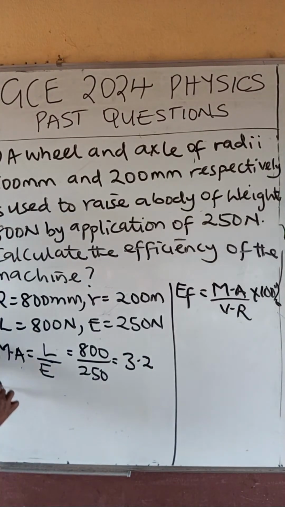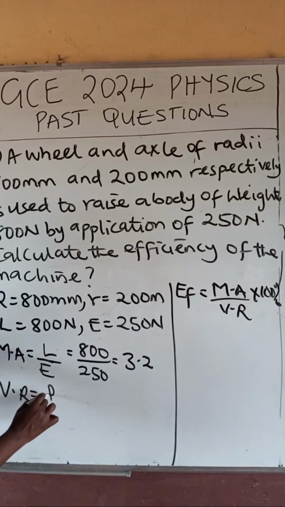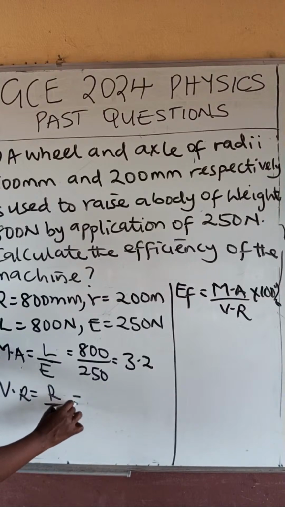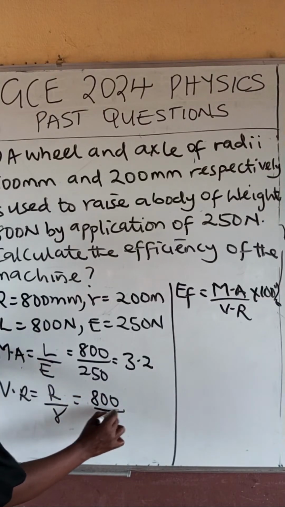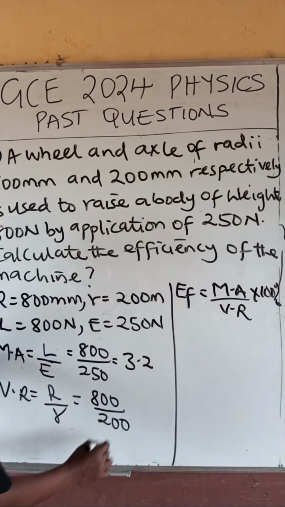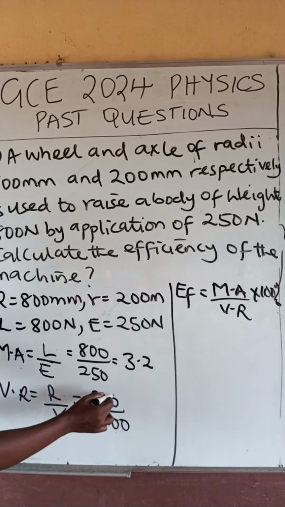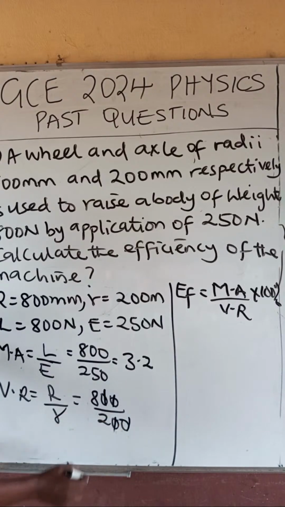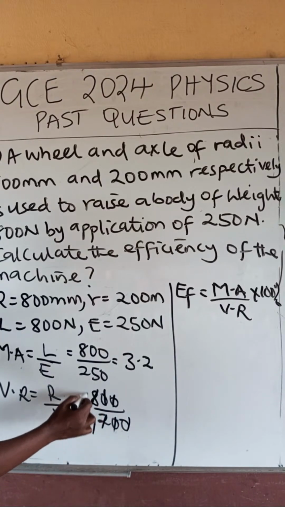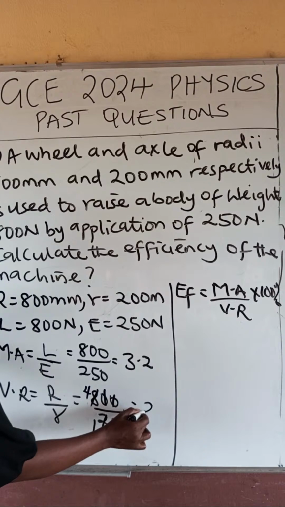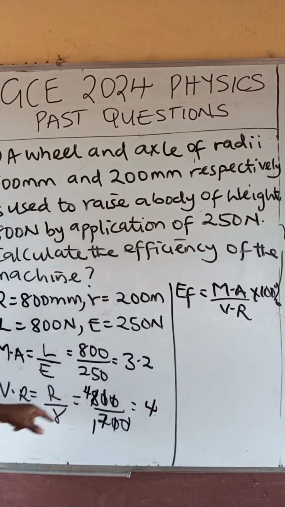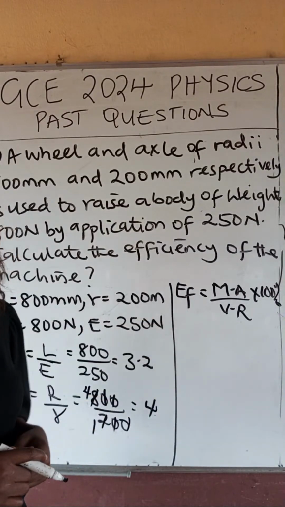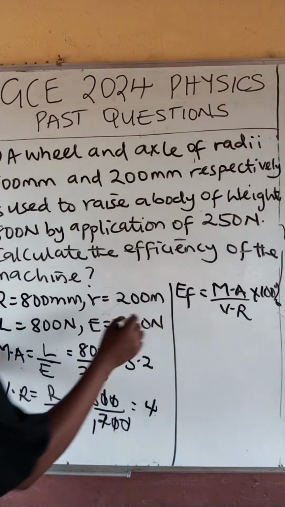Then my velocity ratio is equal to the radius of the wheel over radius of the axle. That is 800 divided by 200. Now we cancel. 2 into itself 1, 2 into 8 I have 4. So this becomes 4. Now let me substitute it into what I have to solve my problem, efficiency.